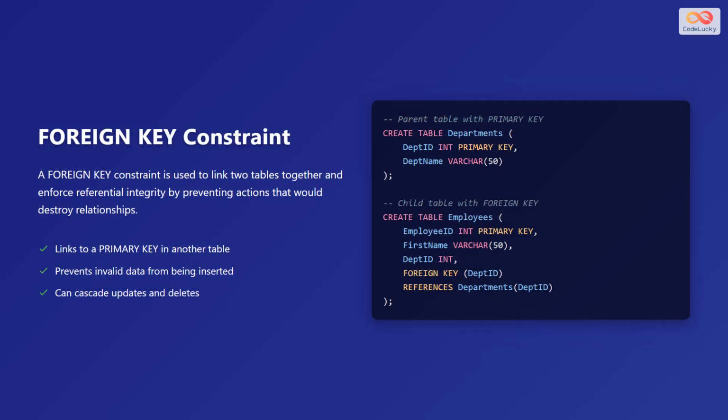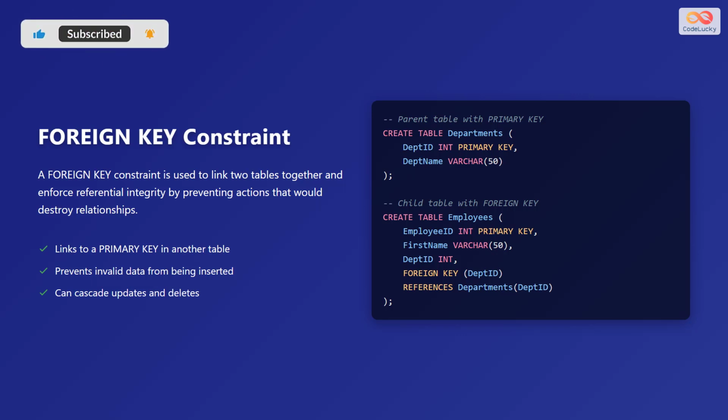A foreign key constraint is used to link two tables together and enforce referential integrity by preventing actions that would destroy relationships. It links to a primary key in another table. It prevents invalid data from being inserted, and it can cascade updates and deletes.